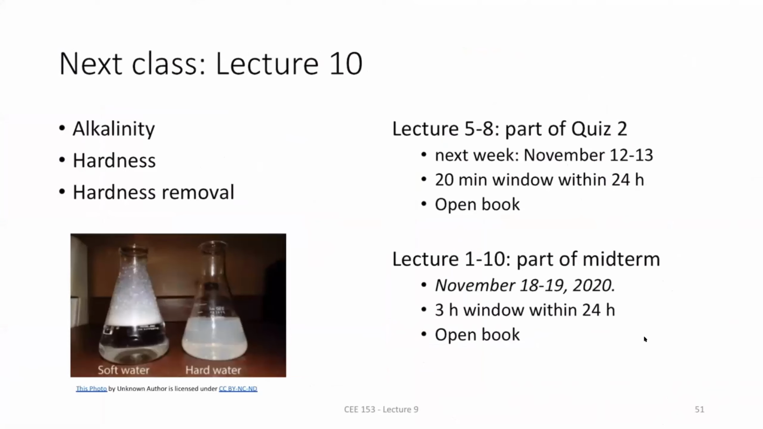Next class we'll learn about alkalinity, hardness removal, all that stuff: what makes the water hard and what its effects are. I want to highlight that the quiz is 20 minutes. It will be next week, open like last time, with a 24-hour window. Then we have midterms. I'm going to record the rest, another 10-15 minute video that I could not cover, and share it later, but that's the end of this class as far as what we wanted to cover.